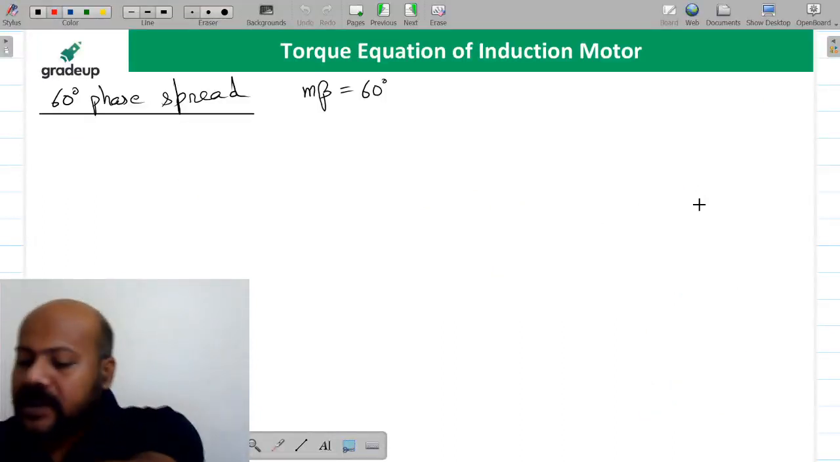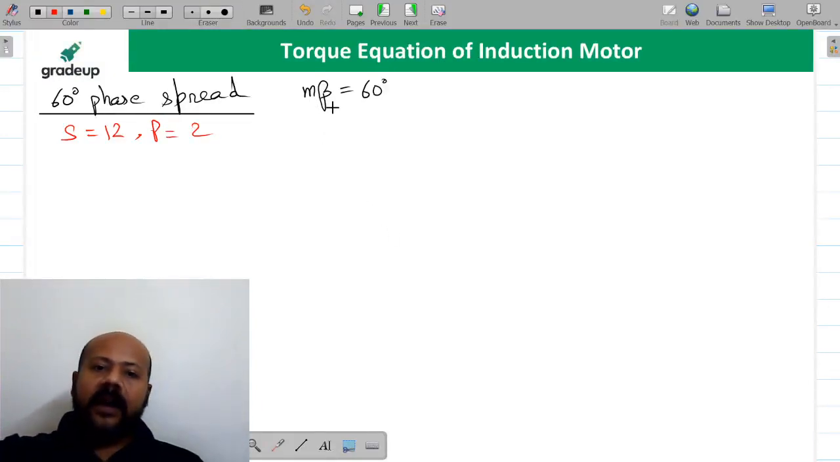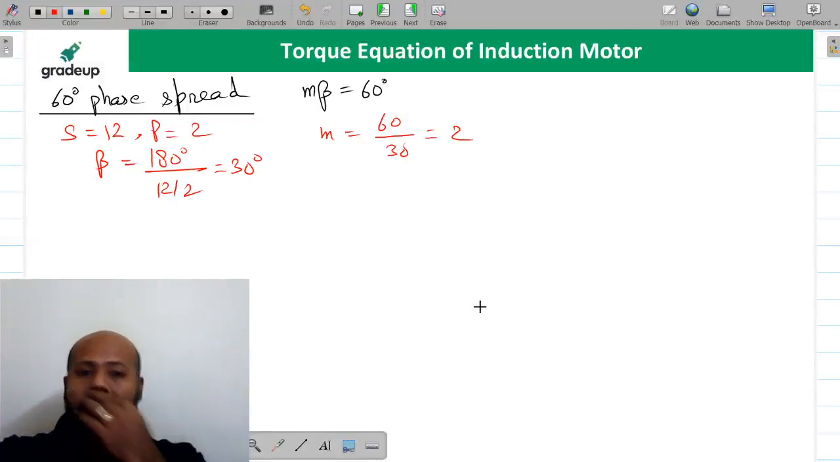Now if you are having a 60 degree phase spread, let me take the same example. Suppose you are having number of slots as 12, number of poles as 2, and you are taking M beta is equal to 60 degree, where you have found beta is equal to 180 degree upon 12 divided by 2. So this is going to be 30 degree. So from here, if you want to find M, then you will get M is equal to 60 upon 30, or M is equal to 2. Is it clear?